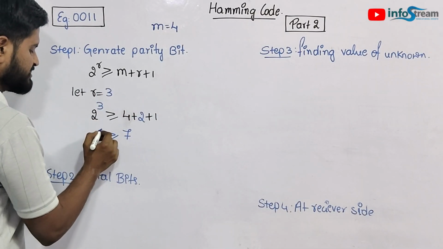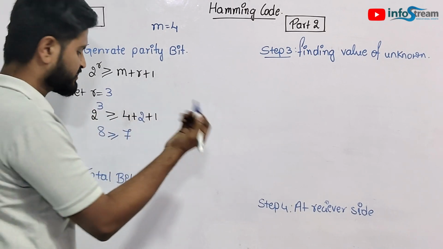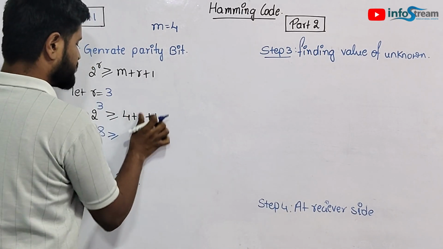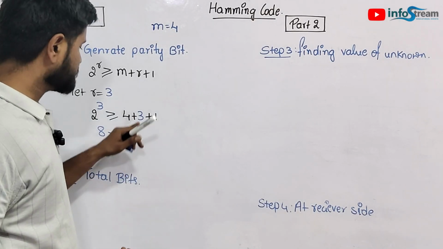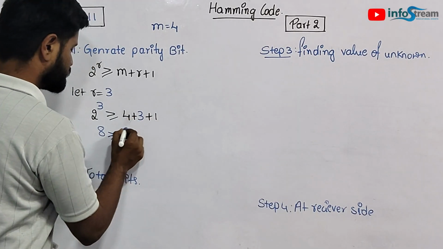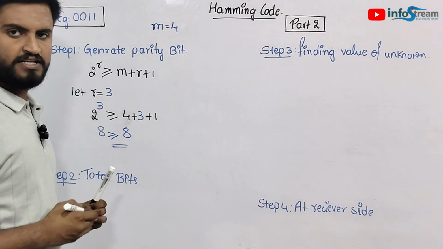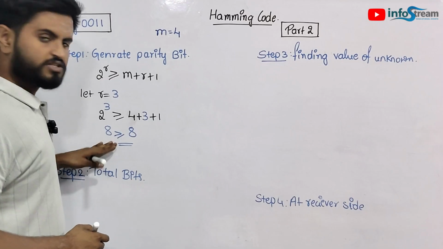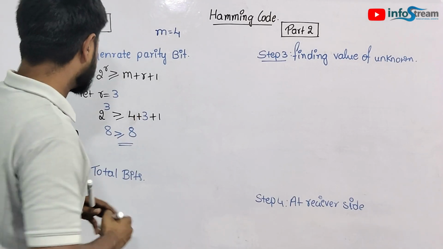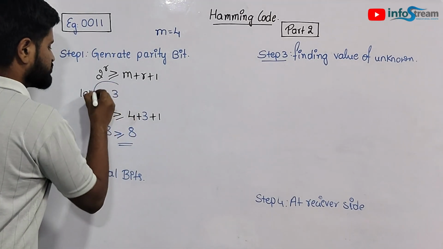So 2 power 3 means 8. 2 2s are 4, 4 2s are 8. Next, 4 plus 3 plus 1. 4 plus 3 is 7, 7 plus 1 is 8. So here, 8 is greater than or equal to 8. So this condition is satisfied. So we can conclude that r is equal to 3.